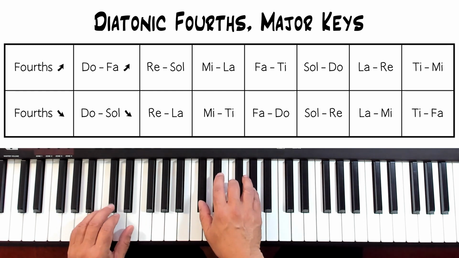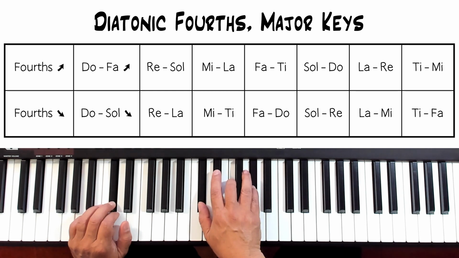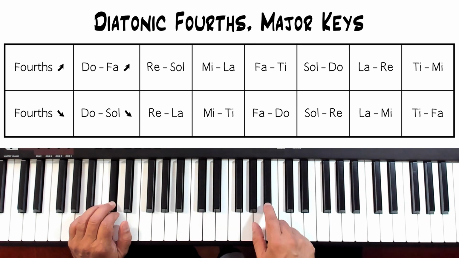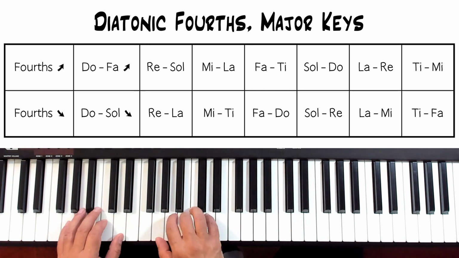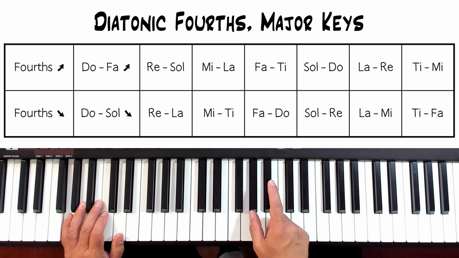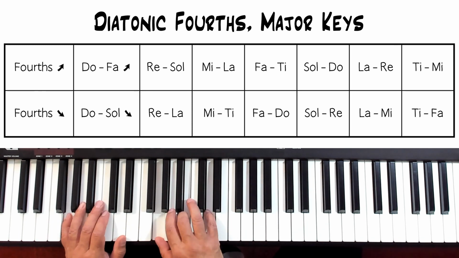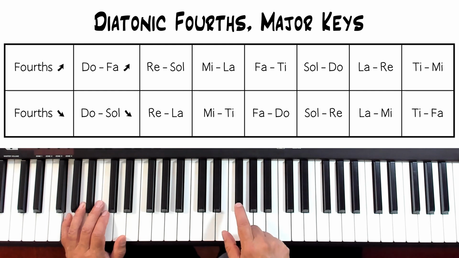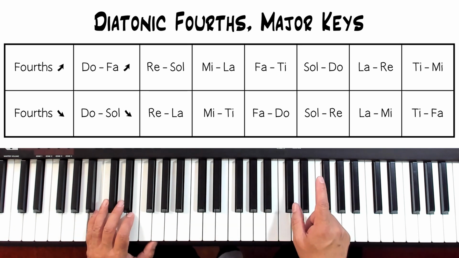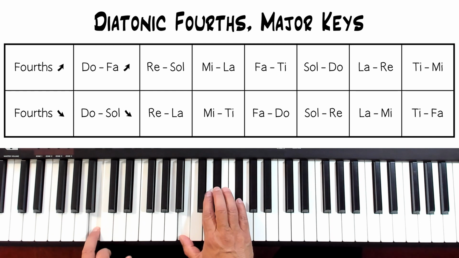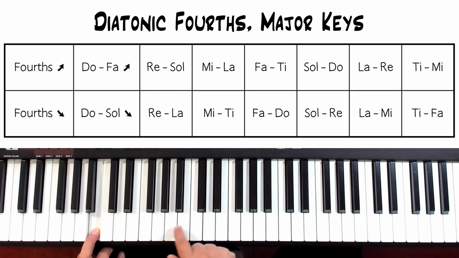Let's go to the third one. Let's go to the key of D flat. We're gonna sing mi la. Mi, la. Okay, and let's go to the key of G. We're gonna sing fa, ti, ascending. Fa, ti. And let's go to B. We're gonna sing sol, do. Sol, do.